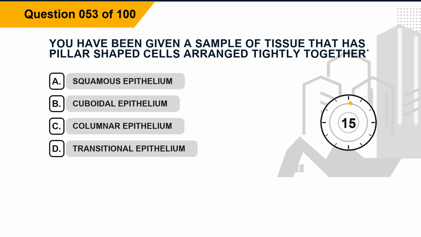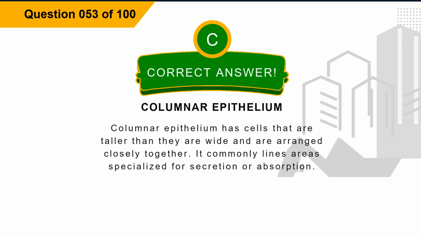Question 53. You have been given a sample of tissue that has pillar-shaped cells arranged tightly together. Option A. Squamous epithelium. Option B. Cuboidal epithelium. Option C. Columnar epithelium. Option D. Transitional epithelium. The correct answer is option C. Columnar epithelium. Explanation. Columnar epithelium has cells that are taller than they are wide and are arranged closely together. It commonly lines areas specialized for secretion or absorption.